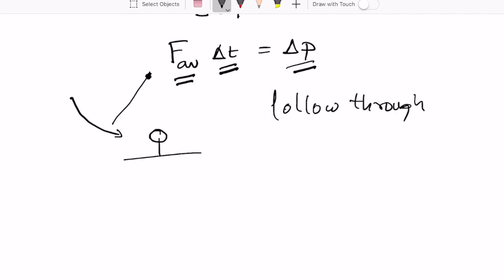Not just give up contact, not just slow down your swing the moment you make contact, but keep following through your swing and maintain contact as long as you can. And that's going to give the ball a greater momentum as it takes off. So that's one example of that. I can give you one more example.